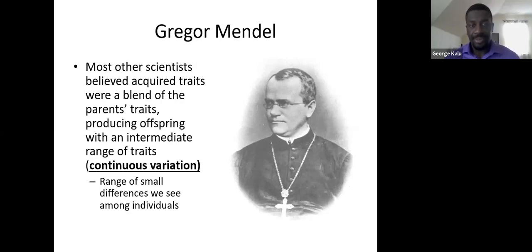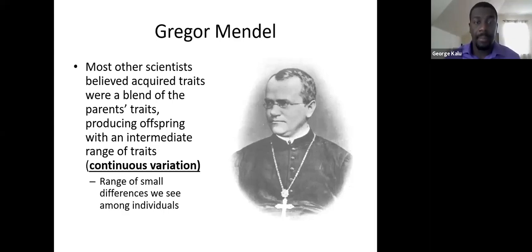Okay. So at the time Mendel was studying all of this, most other scientists believed that whenever an offspring's traits were inherited from parents, those traits were a blend of the parents' traits. For example, if you had a parent with brown hair and a parent with blonde hair, their offspring would have something in between, a combination of brown and blonde hair. If you had a tall parent and a short parent, the offspring would be medium. They believed that all traits across the board were always going to be inherited as a blend of the parents' traits, an intermediate. This is what they called continuous variation, where you see a range of small differences in between two extremes.